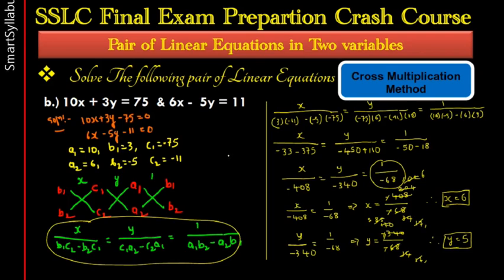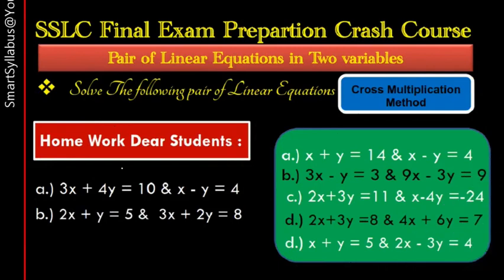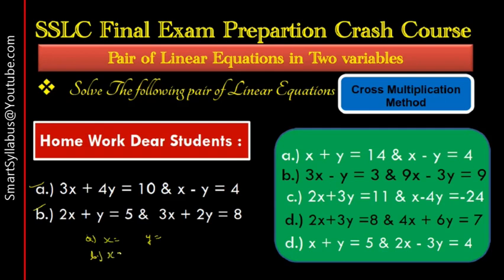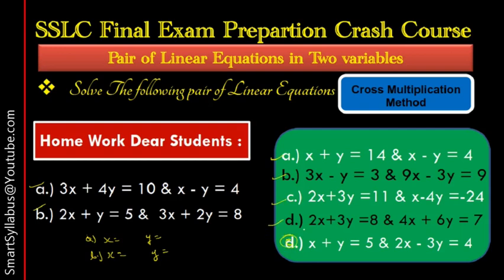Now for you, it's homework time. This is the homework, students. As you know, the a and b sums you have to write in the comment section. So write a and write x is equal to this value, find its value. Similarly b, x answer and y answer. Before that, do one thing, practice a, b, c, d and e sums. Once you practice, this cross multiplication method will be more clear and more perfect for you.